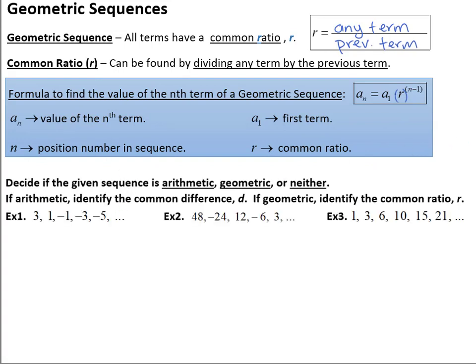Here's a list of some sequences. Let's see if we can tell the difference between geometric or arithmetic. Determine if it's arithmetic, geometric, or neither. If it's arithmetic, find the common difference d. If geometric, find the common ratio r.